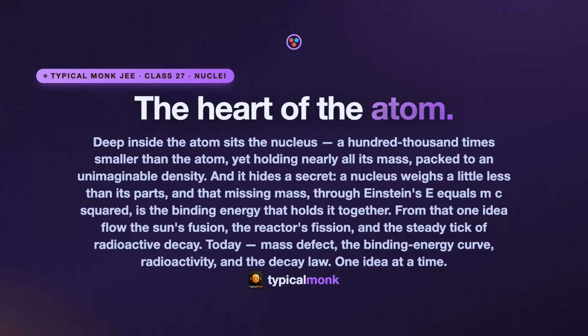A nucleus weighs a little less than the sum of its parts, and that missing mass, through Einstein's E equals mc squared, is the binding energy that holds it together. From that one idea flow the sun's fusion, the reactor's fission, and the steady tick of radioactive decay. Today: mass defect, the binding energy curve, radioactivity, and the decay law. One idea at a time.